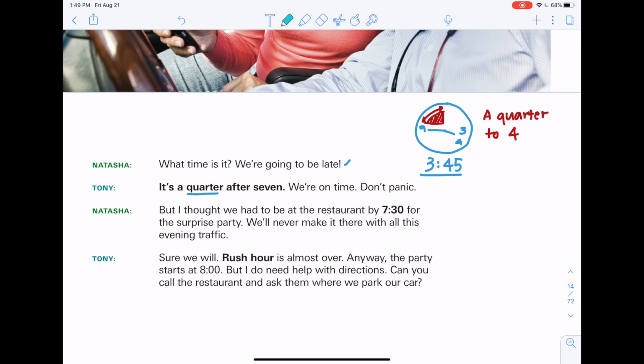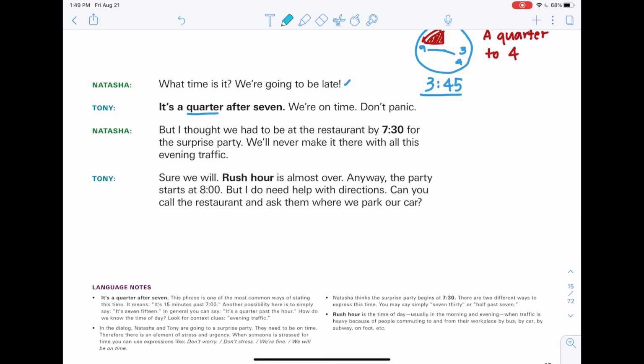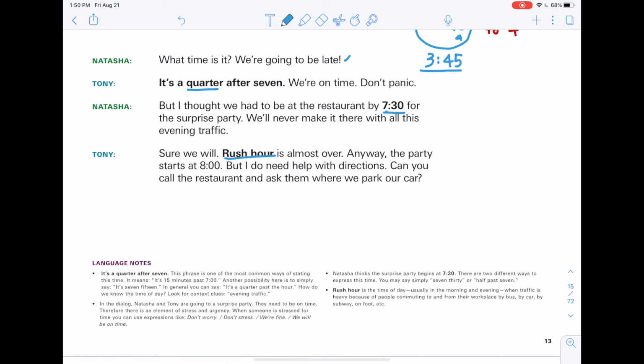So let's continue reading. Okay, so it's a quarter to 7. We're on time. Don't panic. But I thought we had to be at the restaurant by 7:30. For the surprise party. We'll never make it there with all this evening traffic. Sure we will. Rush hour is almost over anyway. The party starts at 8. But I do need help with directions. Can you call the restaurant and ask them where we park our car?